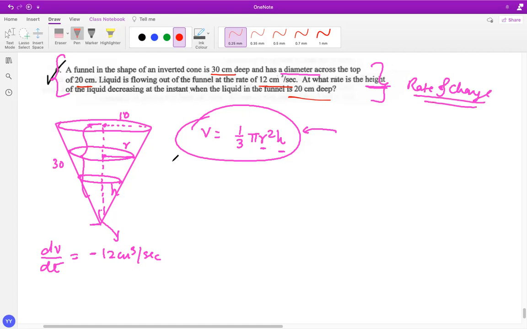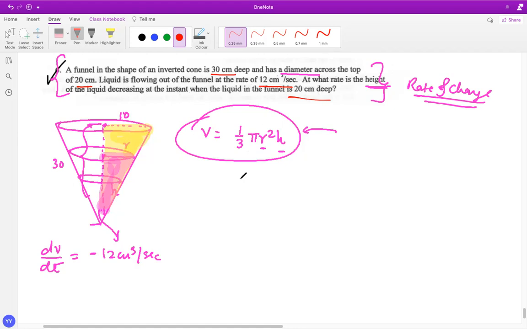So what I do is I apply the concept of similarity to get my answers. When you apply the concept of similarity, the first triangle that I look at is this one, the big one. And the second triangle that I look at is this one, which is here to here. So these two triangles are actually similar.